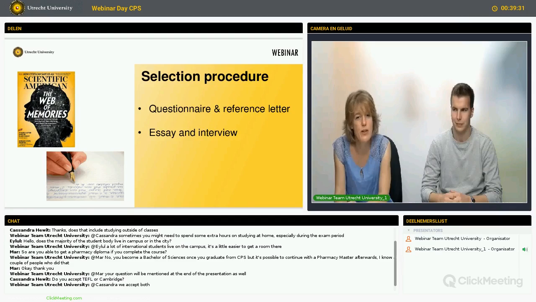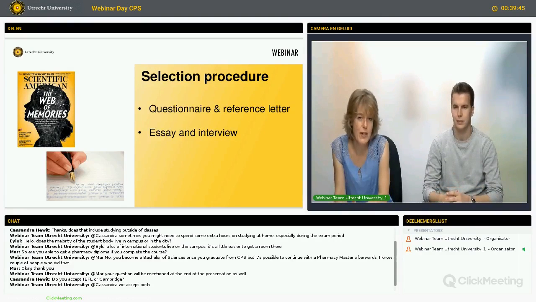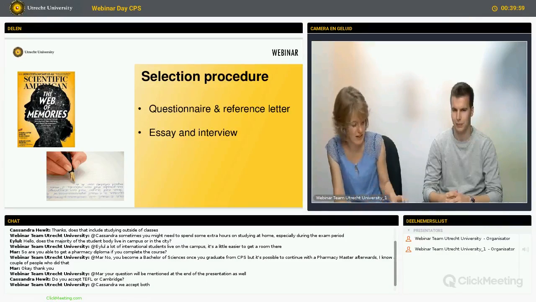We also would like to have one reference letter from somebody that knows you in an academic setting. And then the next step is that you write an essay and possibly have an interview. With the essay, you get 3 articles, and you are asked to just read 1. And why do we send you 3 articles? Because just as in CPS, it's important that you pick a topic that you really like. So therefore, we provide you with 3 articles in 3 different sciences.